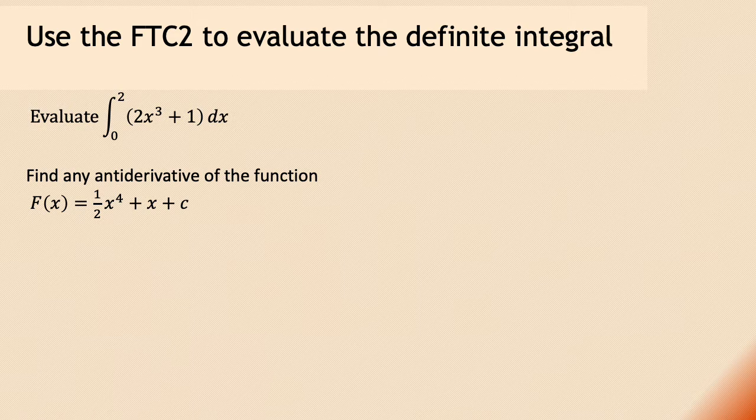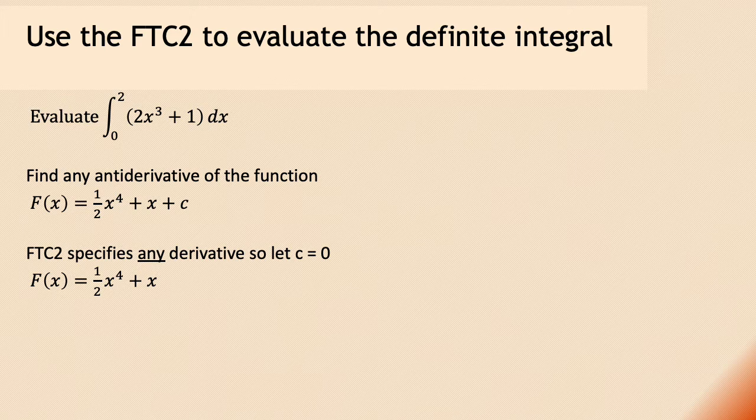The antiderivative of 1 is just x, and the most general antiderivative is where you add an arbitrary constant. But since the fundamental theorem of calculus allows any antiderivative that we want, we're always going to let c be 0 because that's the simplest antiderivative. So any antiderivative would be f of x equals 1/2 x to the 4th plus x. That's just one of the many antiderivatives it could be, and we're allowed to take any one that we want.